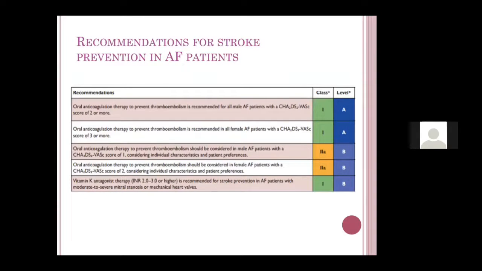Now, this I already told you. The class 1 indication is in a male patient whose CHA2DS2 score is 2 or more, and in a female patient whose CHA2DS2 score is 3 or more. You should anticoagulate them. However, we usually follow a lower threshold: in a male with a CHA2DS2 score of 1 or more and a female with a score of 2 or more, we usually give anticoagulation, which is class 2A, and there is nothing wrong with that.